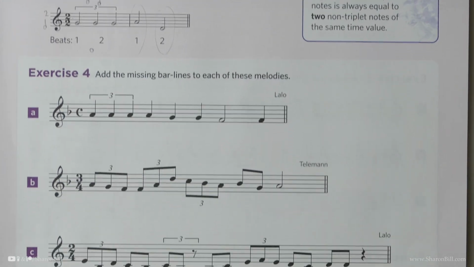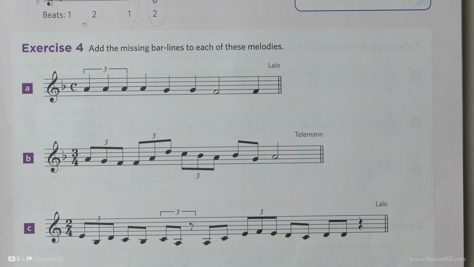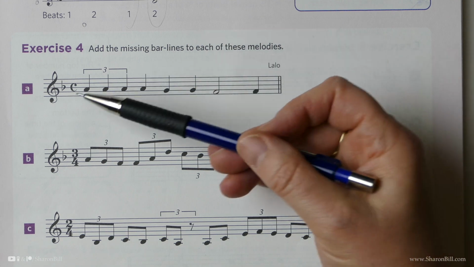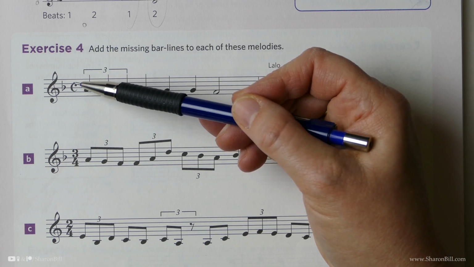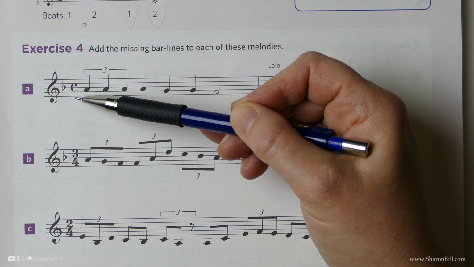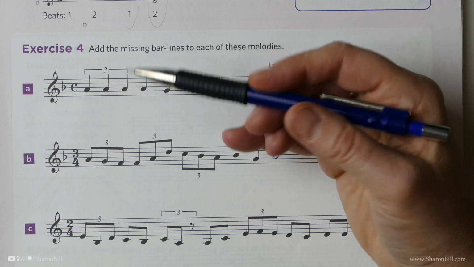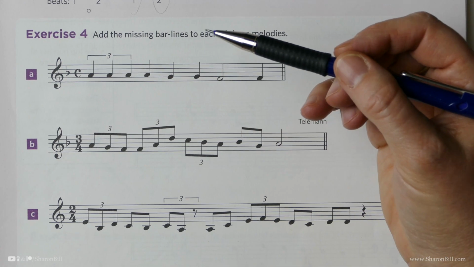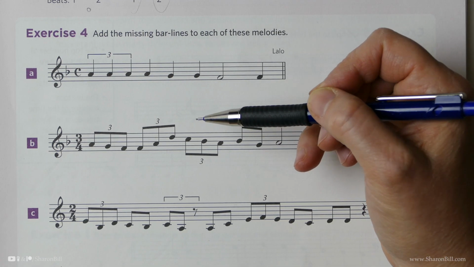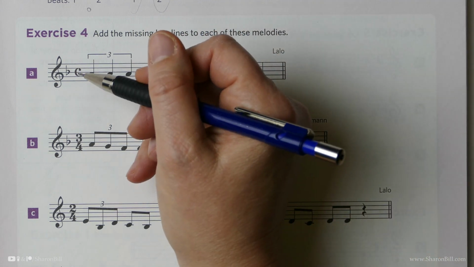So let's now continue with exercise 4, where we need to add bar lines to each of these melodies. We're taking into account the time signature, what unit value we're counting each beat as, and then we have some triplets to account for as well. However, if you just take it a beat at a time, as it were, and diagram things through and follow the thought process, it's simple enough. It just takes a little bit of careful thought.